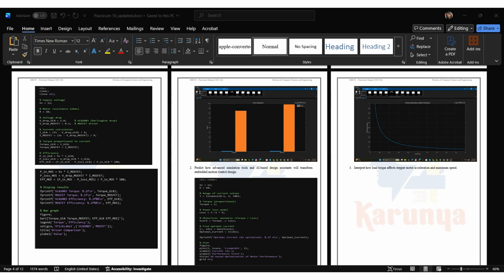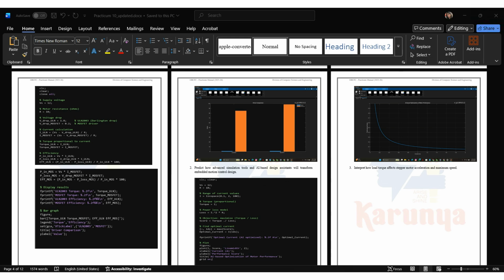In the second part of the simulation, an AI-like optimization approach is demonstrated to determine the optimal operating current for the motor. Here, torque is assumed to be directly proportional to current, while power loss increases with the square of the current. By defining a performance metric as the ratio of torque to power loss, this simulation identifies the current value that maximizes performance.